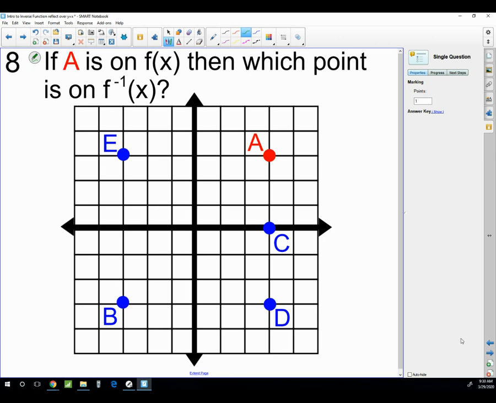All right, pause the video and see if you can answer that. We are reflecting over that line. A is on that line, and if a point exists on the line of reflection, it stays put. So A maps to itself. The answer is A.